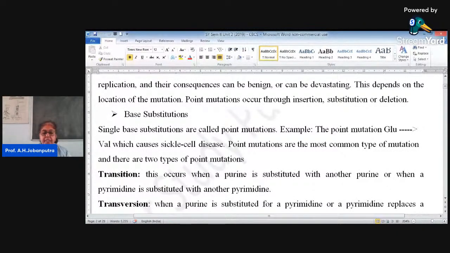What happens in sickle cell disease? The RBCs they become sickle shaped. सिक्कल म्हणजे काय? तर आपण गवत कापायला जो विळा वापरतो तर त्याला आपण सिकल शेप म्हणतो.